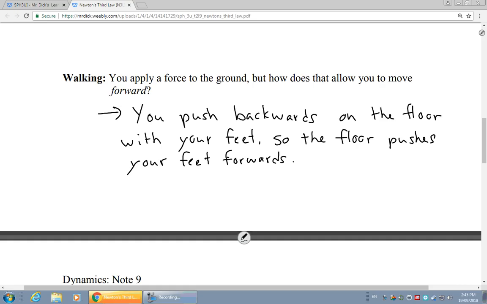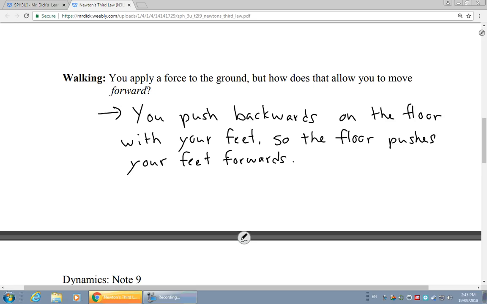And again, you may not believe me that your feet are always pushing backwards, but that is the challenge that I put to you. Try to actually walk forwards without any part of your foot in any way pushing in a backwards direction. It's actually impossible to do, and you may not have ever realized that.